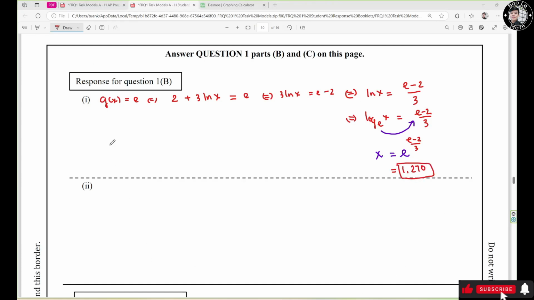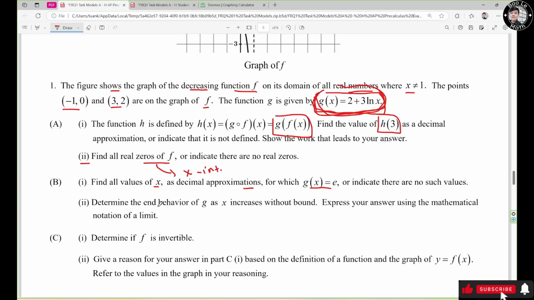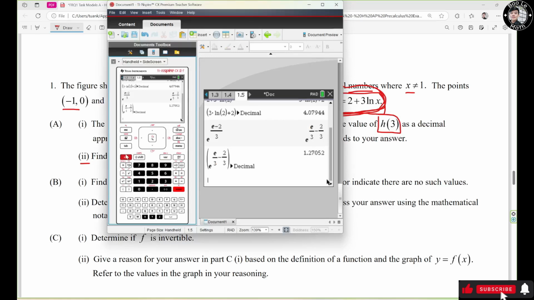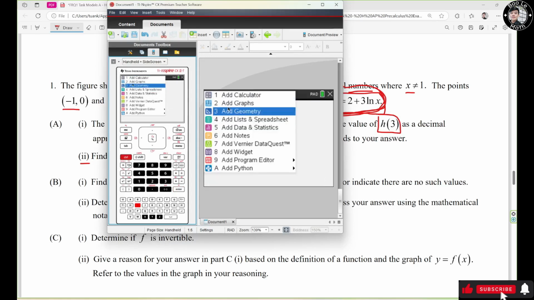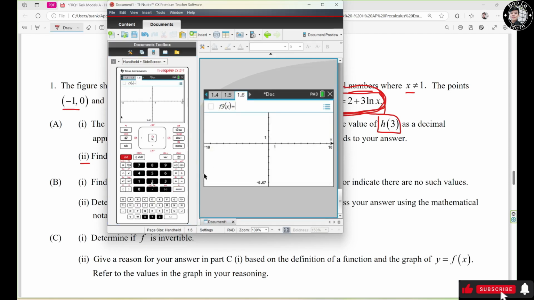Now let's move on to B2I. So determine the end behavior of the function g as s increases without bound. Alright, so the function g is going to be 2 plus 3 natural log of s, right? So we just bring up the calculator, we grab this one, hit Control I, add graphs right here. Now we just input the function, so it can be 2 plus 3 natural log of s, right? We hit enter, it's going to be like this, right?